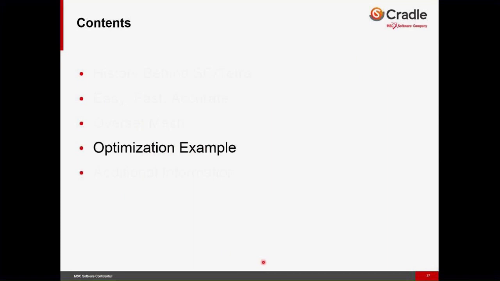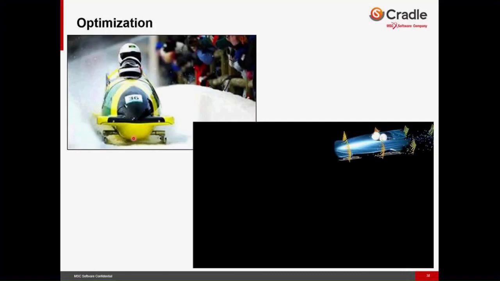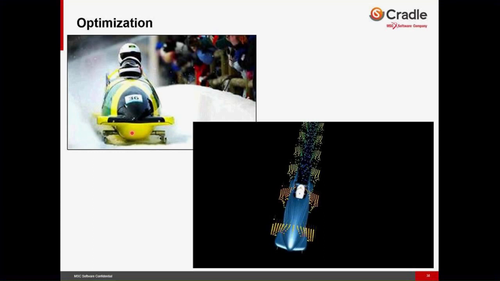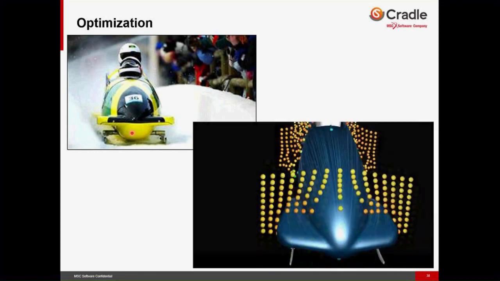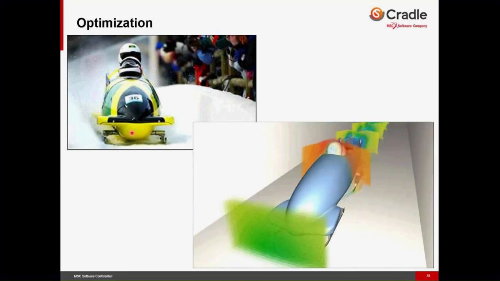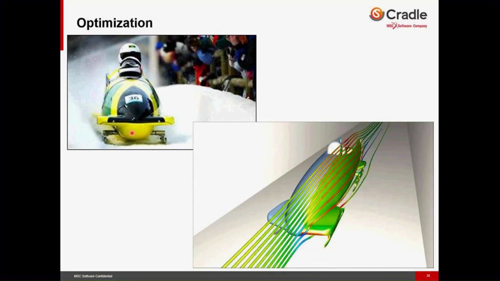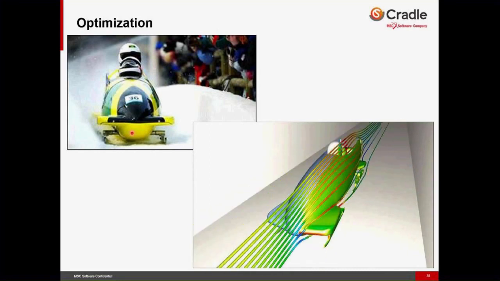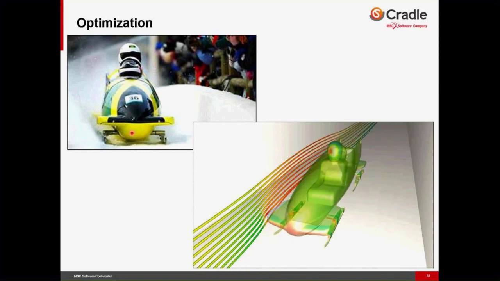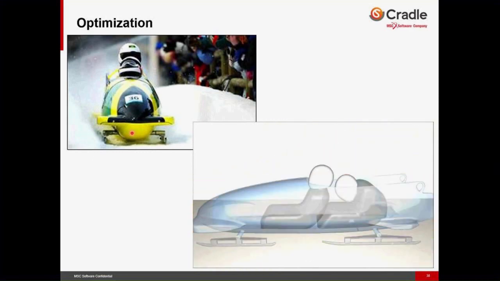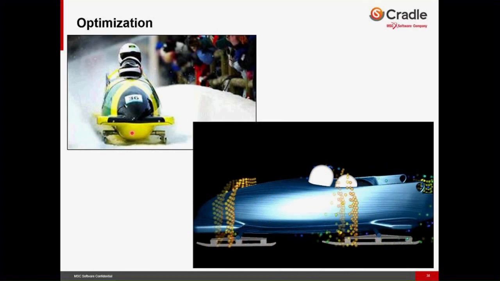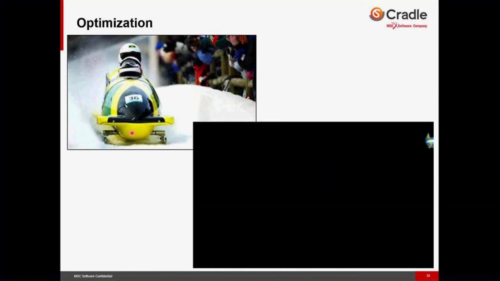I want to give you one example of an optimization that we have done. It's a bobsleigh. Now, I don't know if you're familiar with the bobsleigh sport. Bobsleigh is called Winter Formula One because you slide on the ice, and it can go up to about 100 miles per hour at top speed. And as you know, as speed increases, drag increases by velocity squared. So aerodynamic shape is a very important aspect of the design of the bobsleigh.